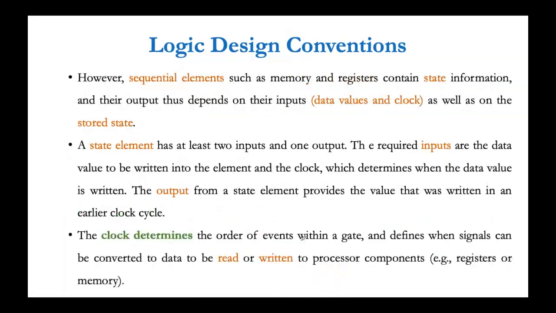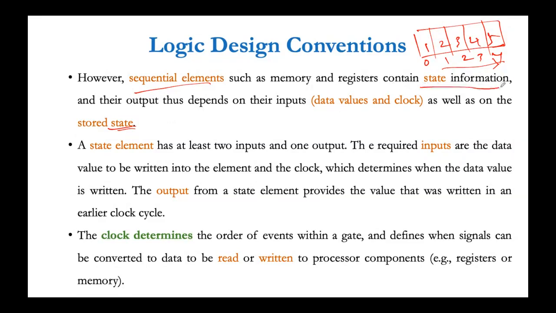And other elements in the design are not combinational, but instead they contain certain states. That is what we call sequential elements. If you take any memory location, say an array, the elements are stored in the array like 1, 2, 3, 4, 5, giving a sequence starting from address 0, 1, 2, 3, 4. So it is a sequential element. Memory and registers contain the state information.